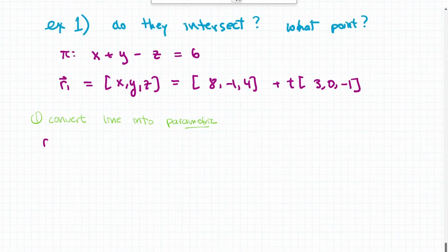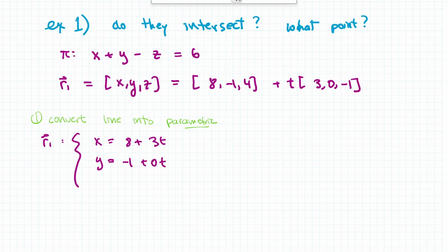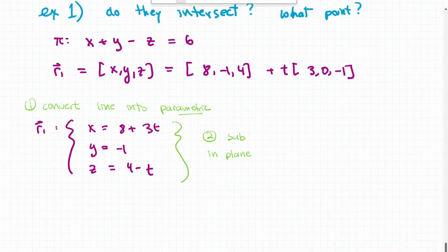So our line now becomes, we've got x equals 8 plus 3t, y equals negative 1 plus 0t, and then z equals 4 minus t. And if it's y equals negative 1 plus 0t, we can just erase that t over there. Okay, so now that we have this, as a step 2, we want to sub into our plane. Okay, so let's go ahead and do that.